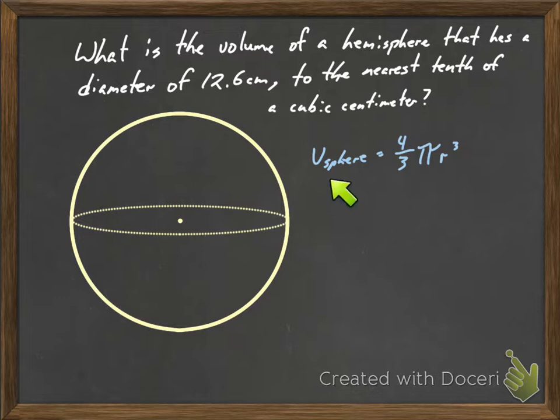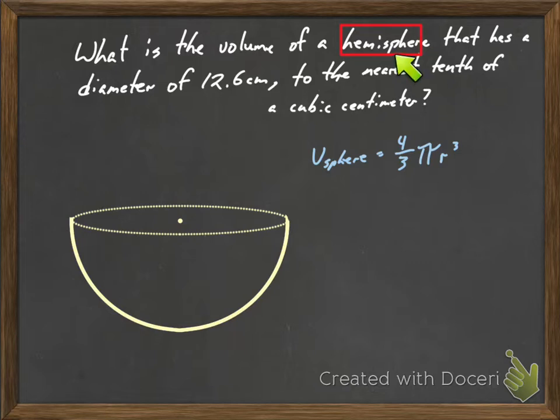That's the formula that they give us. That's 4/3 times pi times r cubed, and r is the radius. So what do we know about this problem? Well, we know it's a hemisphere. So a hemisphere is actually half of a sphere. That is what a hemisphere looks like. It's half of a sphere.